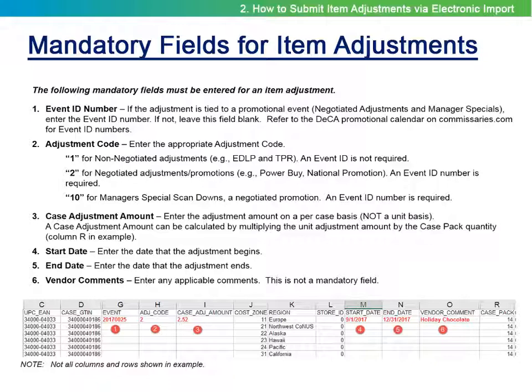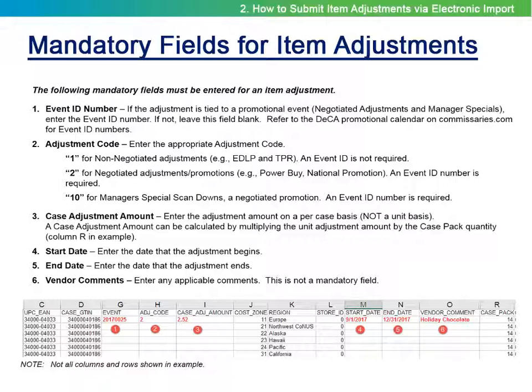3. In the case adjustment amount column, enter the dollar amount of the adjustment for the case, not the unit adjustment amount. The case adjustment amount can be calculated by multiplying the unit adjustment amount by the case pack quantity. 4. The start and 5, the end date reflect the dates the adjustment begins and ends. And finally, 6.